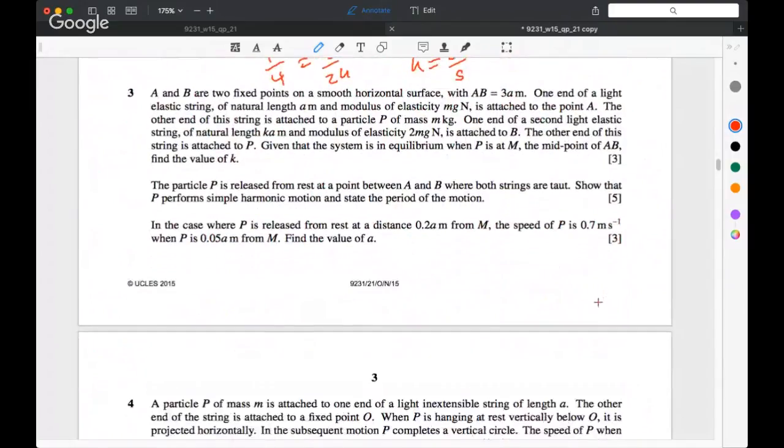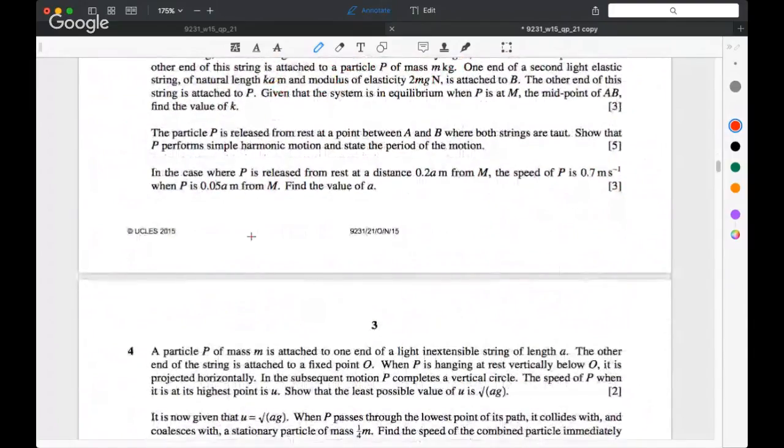I'll do that in the bottom bit. So in the case where P is released from rest at distance 0.2a from M, draw A, draw B, here's M. It starts off a distance, call it A away, big capital A because it's the amplitude, but that's a bit of extra information. It tells you the speed when it's closer.